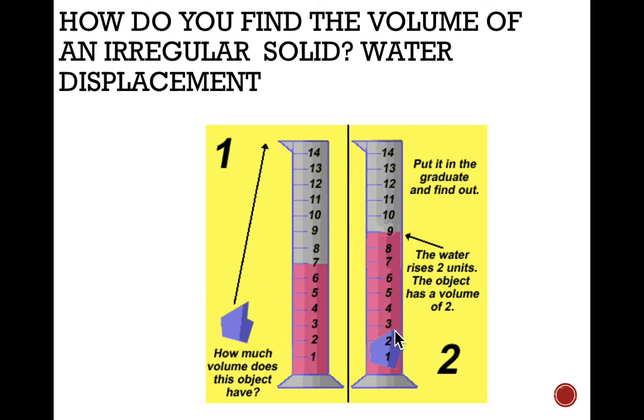Then you're going to drop the object in, and you'll see that the water level will rise, and it rises the exact amount of the volume of the irregular solid. So the water rises 2 units, and therefore this object has a volume of 2. And again, note, we would have to do 9 minus 7 to get that number. In other words, we started at 7, it rose to 9. That means the volume of the object we dropped into the graduated cylinder was 2. We displaced 2 milliliters of water.